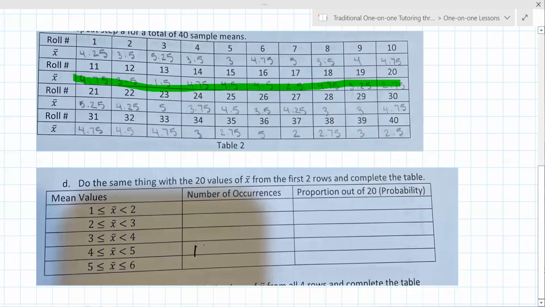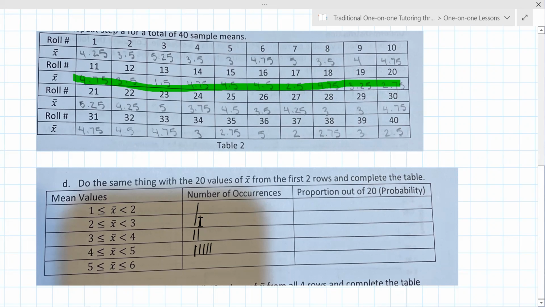So 4.75, 3.5, 1.5. Well, that's rare. 4.75, 4.5, 4.5, 2.5, 4.75, 3.25, and 2.75. So a really good instructor would actually know if you did not do this in reality, because there's a way to look at this and know if you actually did it or not.